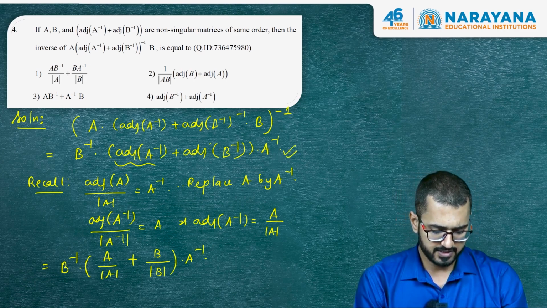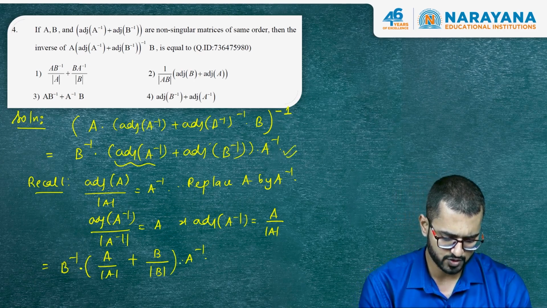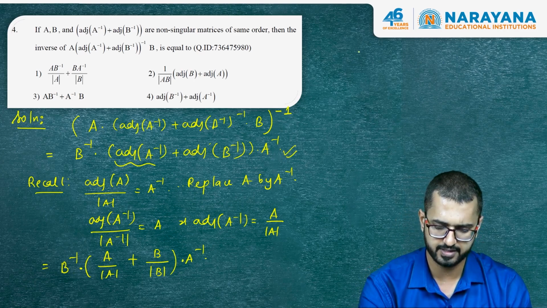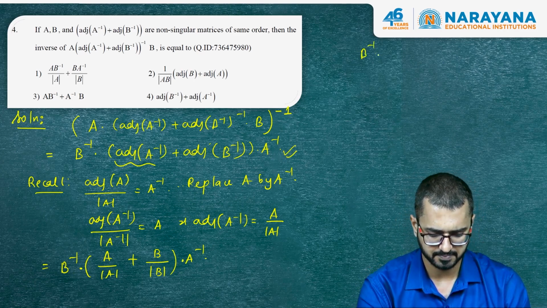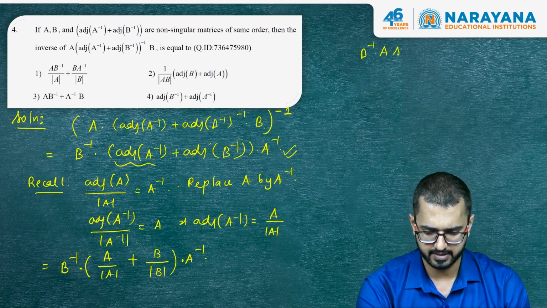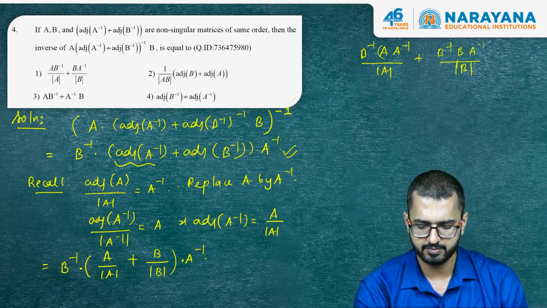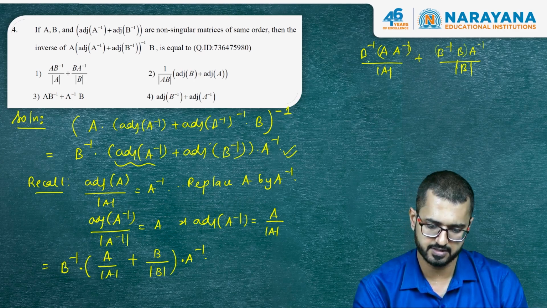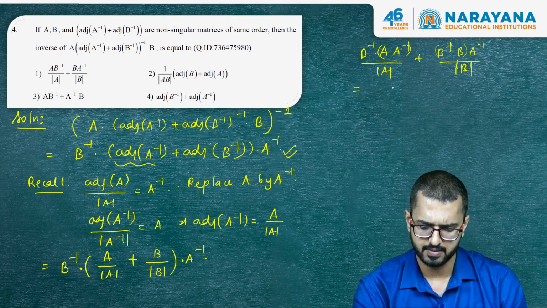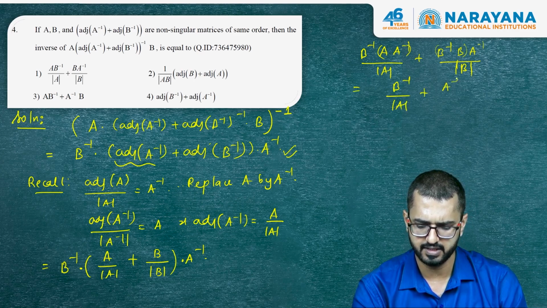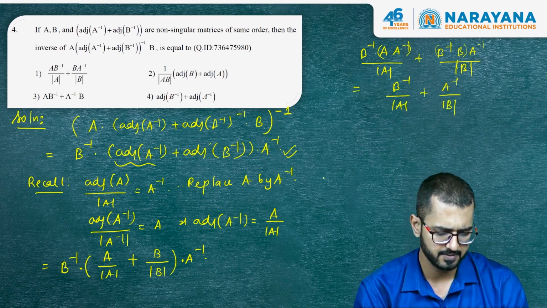Now we'll simply apply it here, pre and post multiplication. So I'll be getting B inverse A inverse over det of A plus B inverse B A inverse over det of B. Now this thing becomes an identity, and here this becomes an identity. So we can simply write down B inverse over det A plus A inverse over det B.